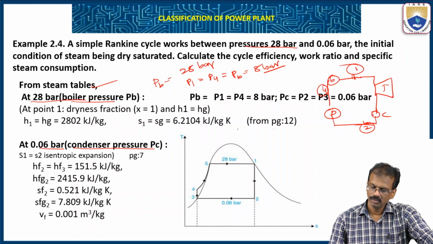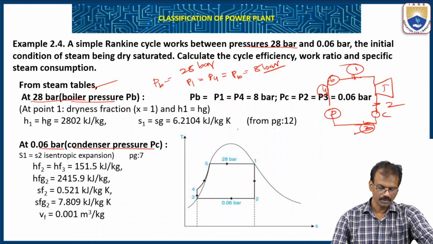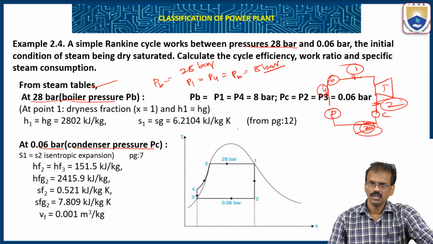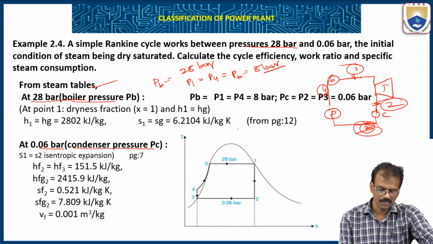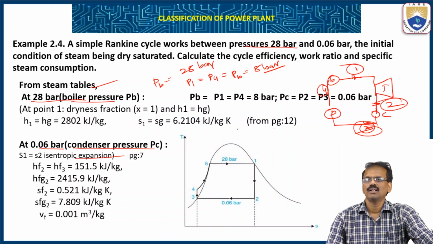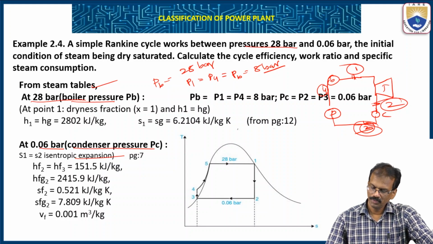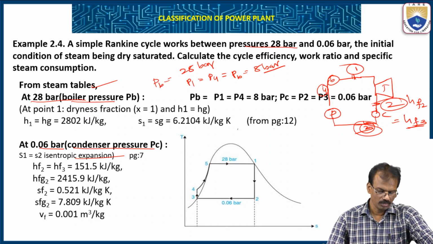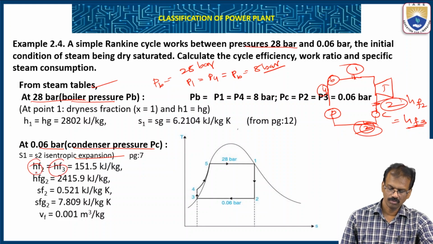So in the condenser pressure, points 2 and 3, the enthalpy at 2 is equal to the enthalpy at 3, because this is an isentropic expansion. We know that isentropic expansion means the enthalpy and entropy values do not change. So HF2 is equal to HF3. First we'll see these things.